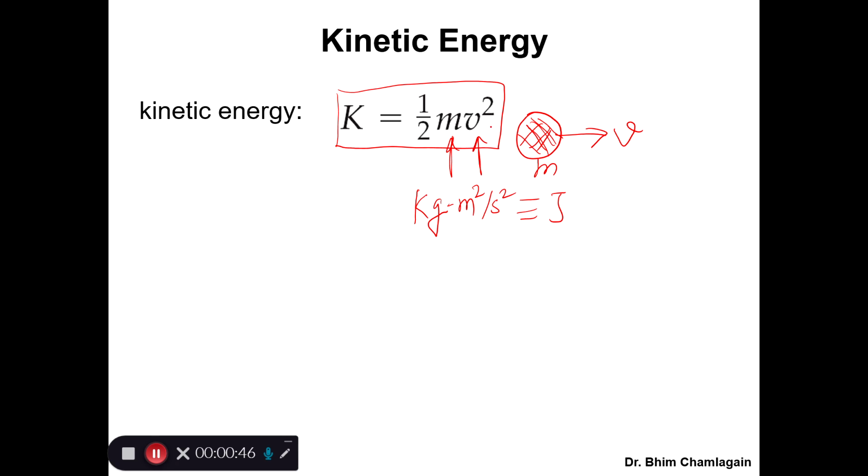Now the next thing is, if a body is stationary, then its velocity is 0, so kinetic energy is 0. So we can get kinetic energy only for a moving object. Any non-moving object has 0 kinetic energy.